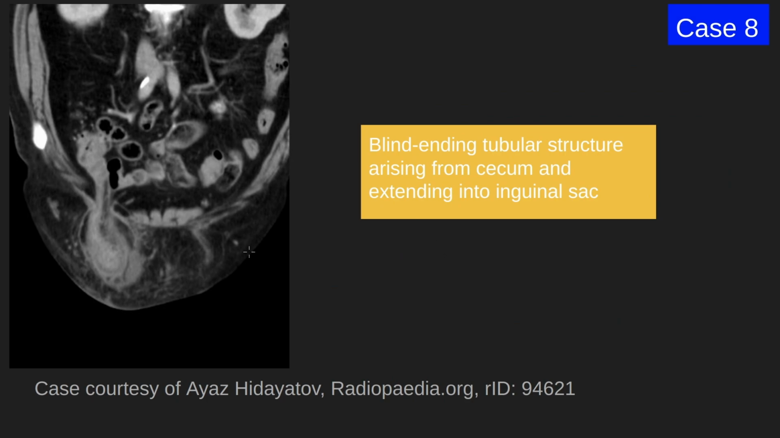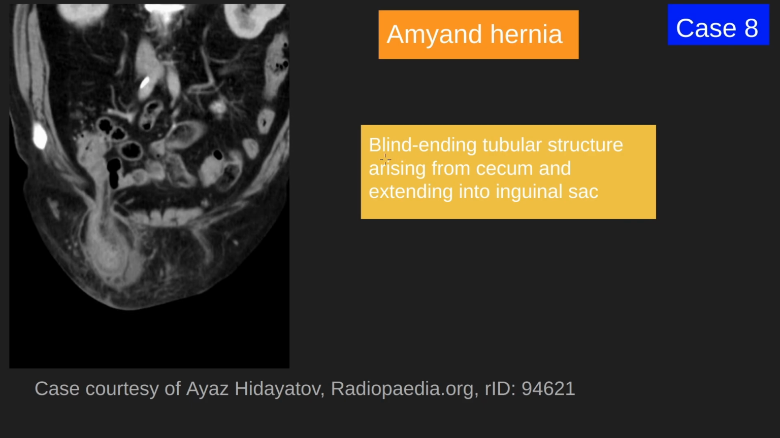Case number 8. This is a coronal CT image of a patient who presented with right lower abdominal swelling and pain. The coronal CT image shows the cecum right here. There's a tubular structure that extends below from the cecum, across the abdominal wall into the inguinal canal, and this tubular structure has adjacent inflammatory changes. There's a small amount of fluid next to it. These findings are suggestive of an appendix that has extended into the right inguinal canal. The name for this finding is Amyand's hernia.